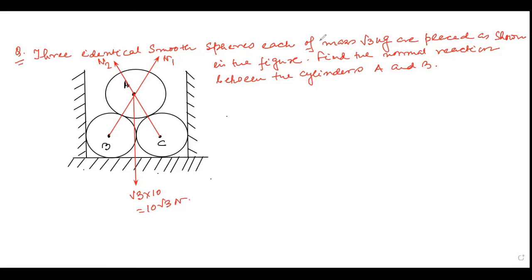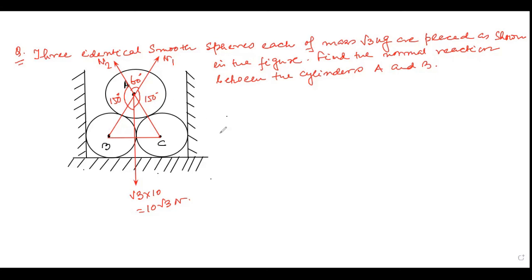Now, first we have to judge the angle between the forces, correct? It is a very easy technique. Since it is an equilateral triangle, this angle is 60 degree, and this angle is 60 degree. And the angle between these two is 150, and that between these two is also 150. You can calculate it by yourself, it is very easy to calculate.